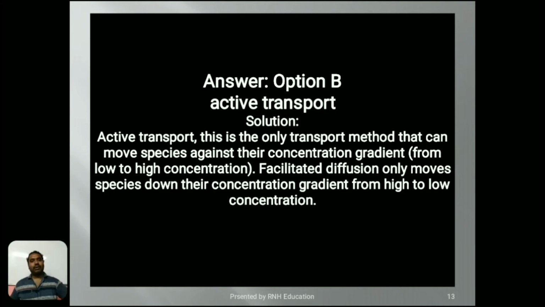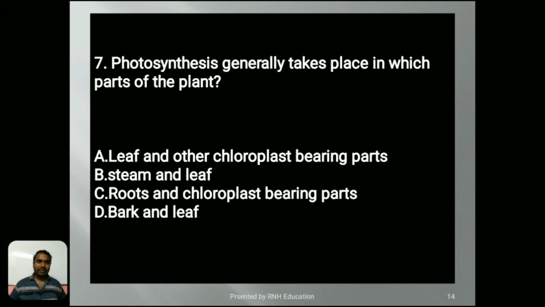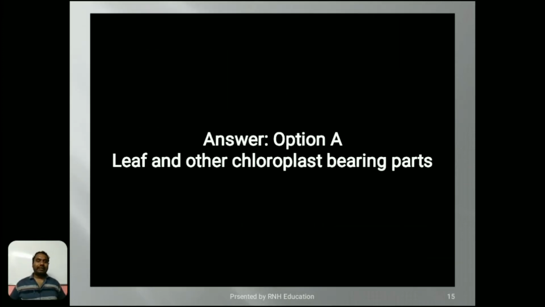The next question, that is question number 7. Photosynthesis generally takes place in which parts of the plant? Options are A. Leaf and other chloroplast bearing parts, B. Stem and leaf, option C. Roots and chloroplast bearing parts, and option D. Bark and leaf. Let's see the answer. The answer is option A, that is leaf and other chloroplast bearing parts.